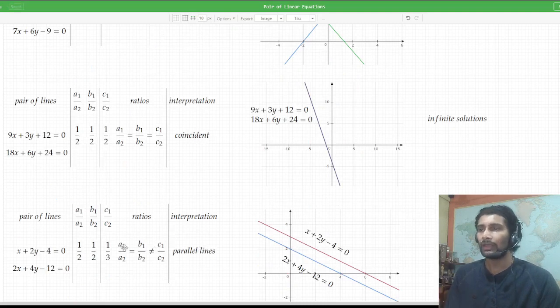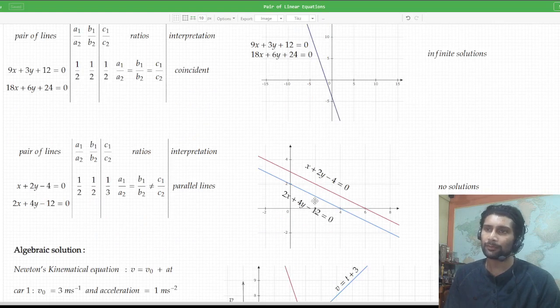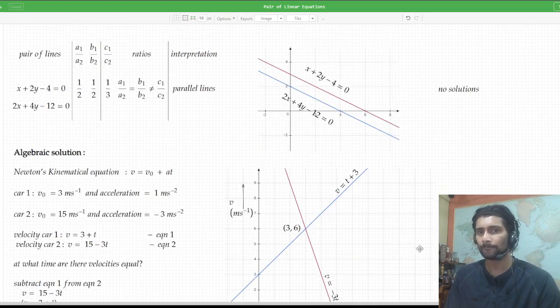Okay. Then at the last part, we see how the lines are parallel. Only when your a1 over a2 and b1 over b2 are equal, but not the c1 over c2. So only when the ratios of a1 over a2 and b1 over b2 are equal, we find out that these two lines are in fact parallel to each other. So you see that x plus 2y minus 4 and 2x plus 4y minus 12 equals 0 are parallel to each other. So these two lines do not have any solution.